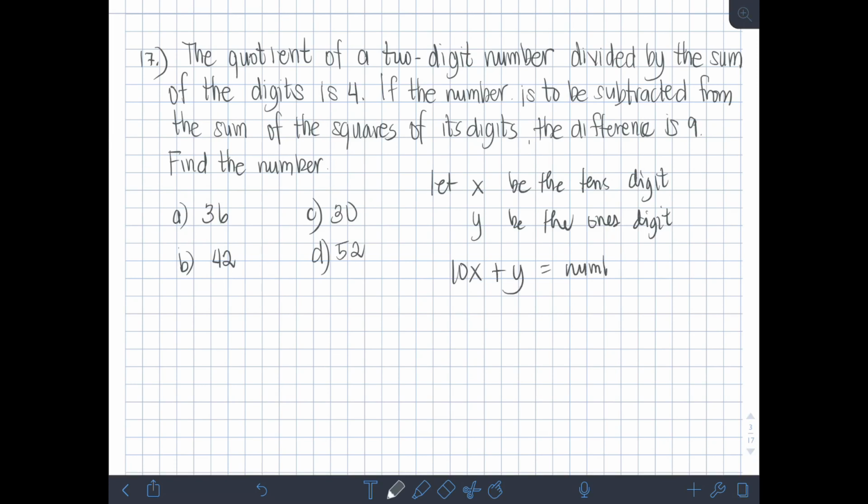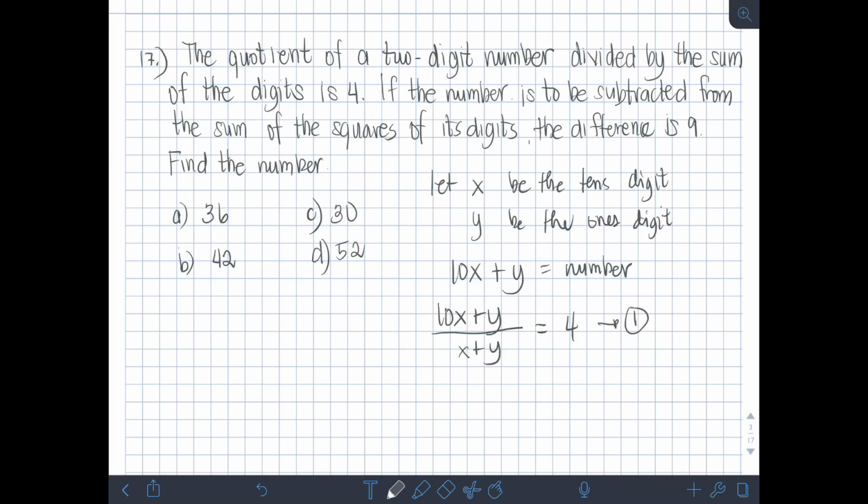Okay, so this is the number. Now, buo na tayong equation base doon sa sentences ng problem. So, sa first sentence, we have the quotient of a two-digit number divided by the sum of the digits is 4. So, pag dinivide natin yung two-digit number doon sa sum ng digits, which is x plus y, equal daw yung sagot sa 4.